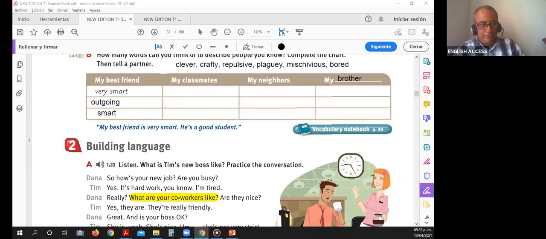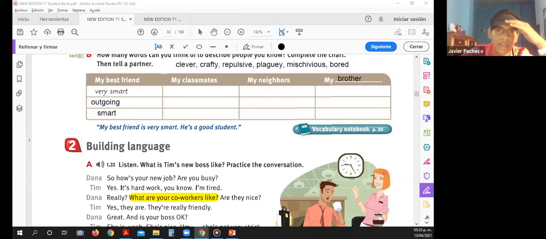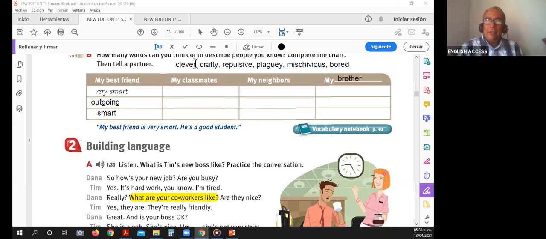Plague. Profe, ¿qué significa clever? Clever means similar to smart, that you like to do things and you are very intelligent, so you're clever. Like abusado, like very, very smart, muy inteligente.